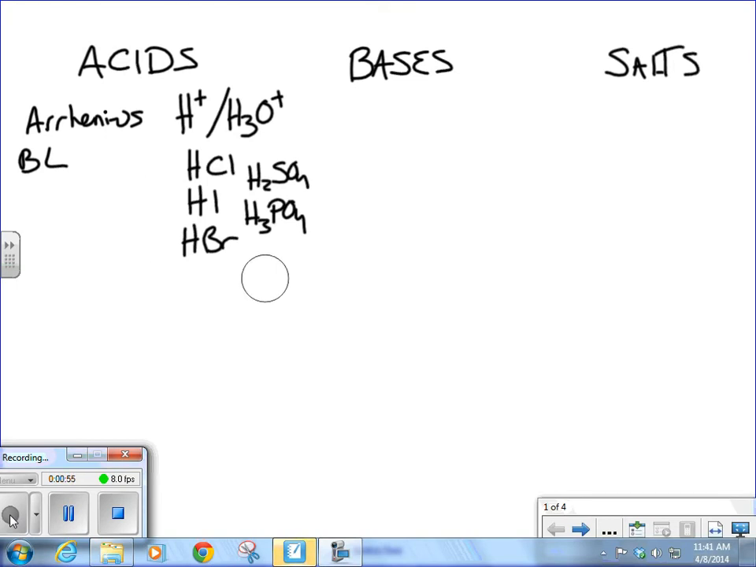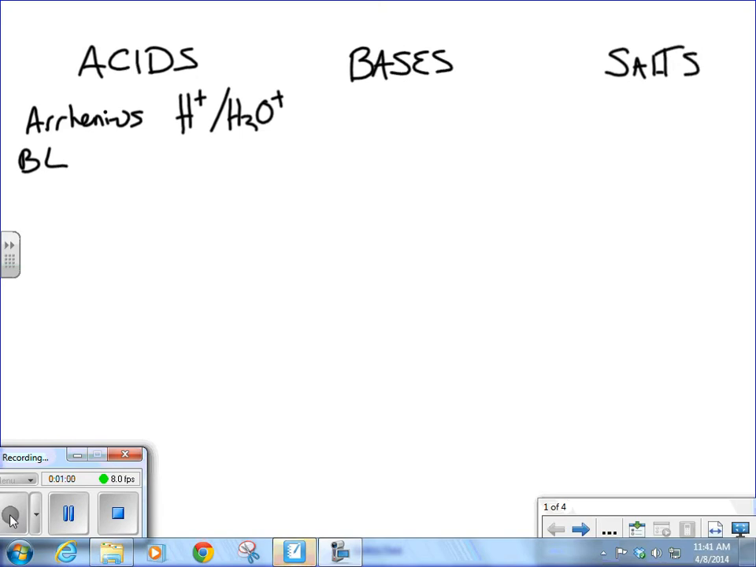Arrhenius acids and Bronsted and Lowry acids are basically the same thing, but the alternate theory defines them differently. Bronsted and Lowry defines an acid as a proton, or an H plus. It's the same thing, remember? H plus is a proton donor. So that means they donate protons when they are dissolved.